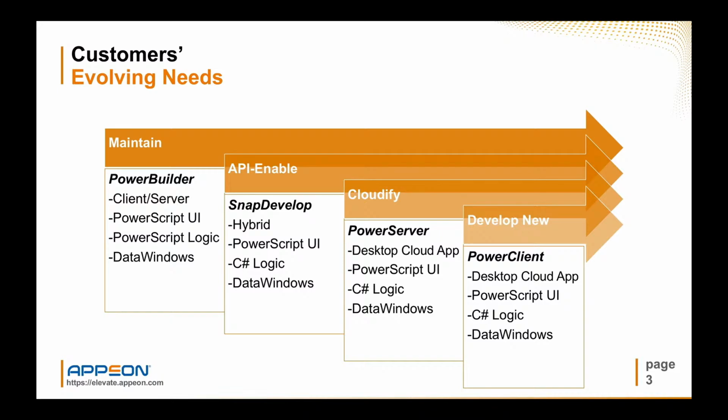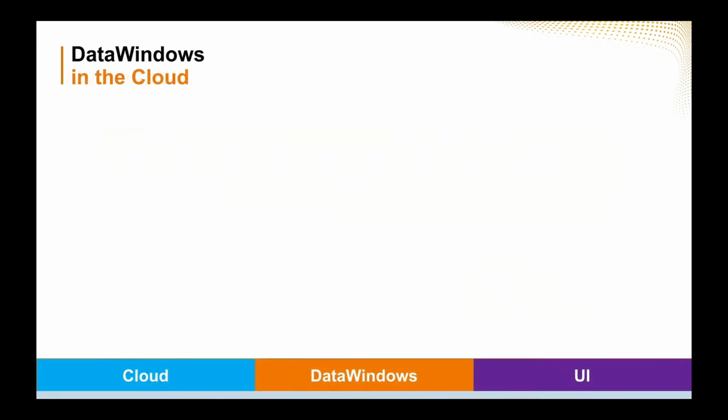We have customers that need to maintain some client-server applications. Some apps are ready to be API enabled. Some are ready to even move to the cloud as a first step. And then you can even do new development. And all of these things can be done together, which is going to move on to my next slide, which is about DataWindows in the cloud, or getting all of your non-visual layer into the cloud.